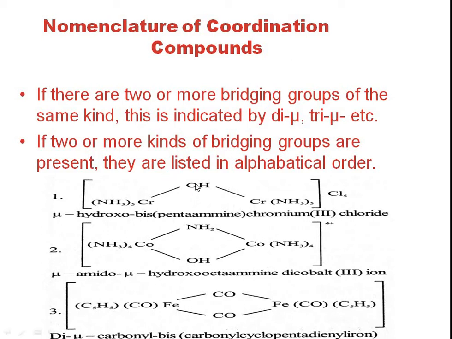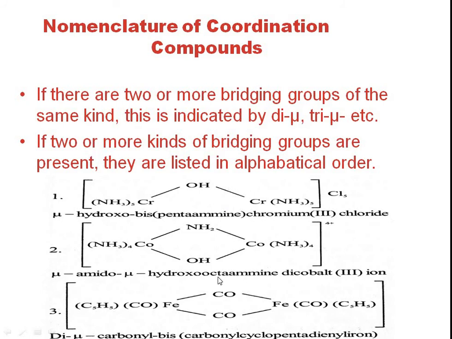We have in the bridge ligand hydroxyl. Then we have this pentaammine chromium 3 chloride. We will see this complex. There are two different bridge ligands, mu amido and mu hydroxyl. Octaammine dicobalt 3N. We can name this complex like this.